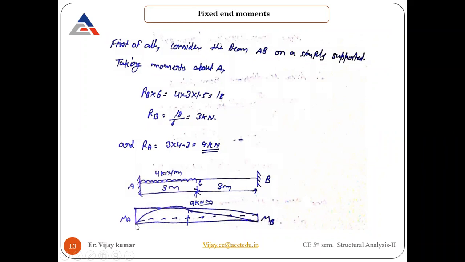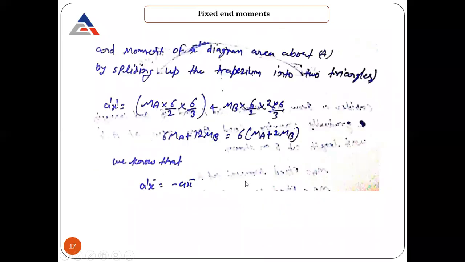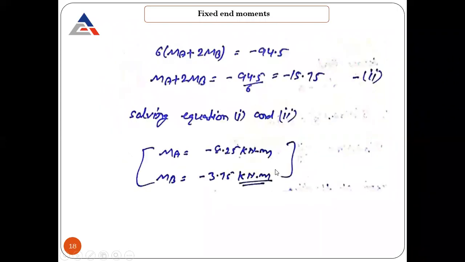We are taking the moment about the A point. So the area of this triangle will be half, base is 6 meter, into height. This is the value we need to calculate. The height here is MA or MB, whichever. So MA into base, 6 by 2, into where it will act, which is L by 3, that is 6 by 3, plus MB, 6 by 2, again L by 2, into 2 by 3 of L. That's it. Now equate them and you ultimately get the MA and MB values.